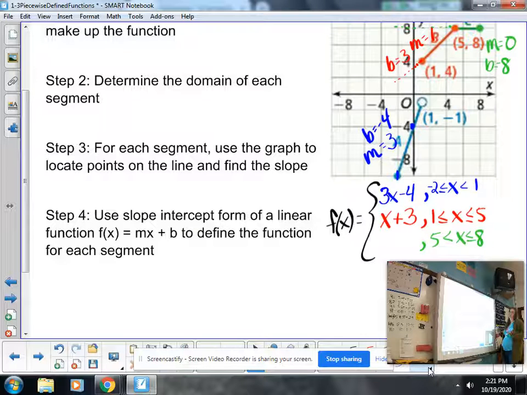You could write 0x plus 8, or you could simply write 8, because 8 is the height that it occurs at. All horizontal pieces we write as an equation just with whatever their height is. And then this would be your solution for your problem. All 3 pieces are defined, all 3 domains are defined, and then you have your equations.